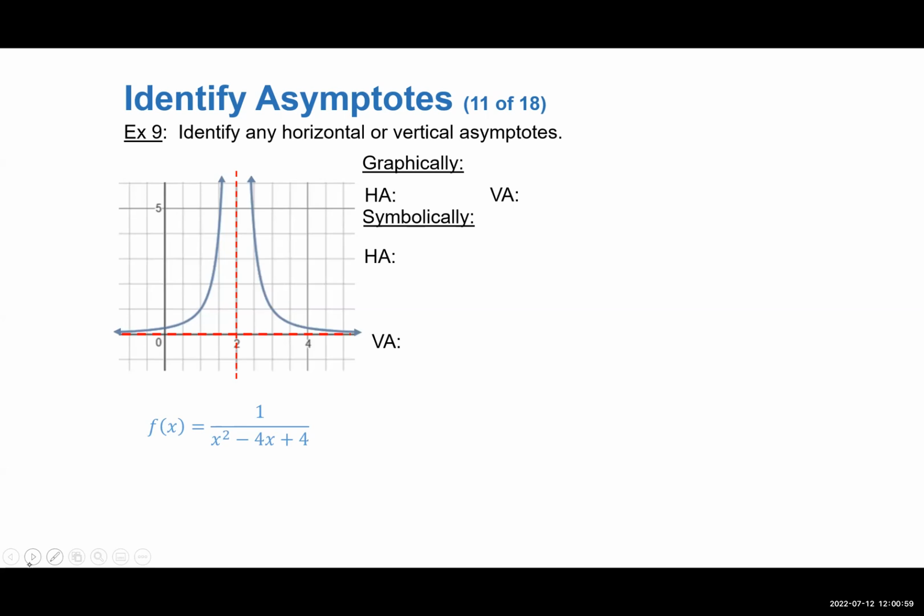Again, visually, for example 9, we have horizontal asymptote right here at y equals 0, and a vertical asymptote at x equals 2. Symbolically, we're going to look for degree over degree. Well, this is bottom heavy. So therefore, we know it's y equals 0 for the horizontal asymptote.